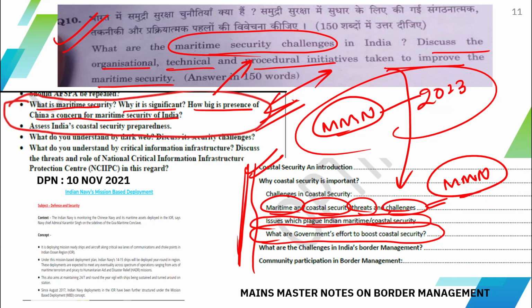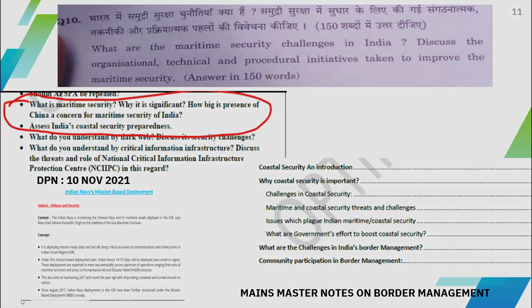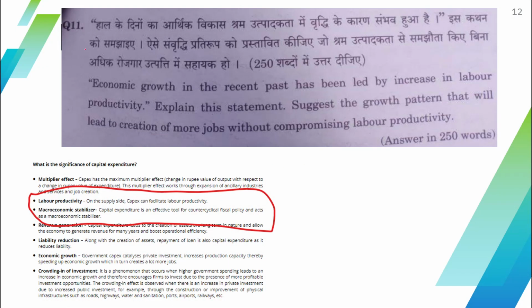You can see for yourself. These notes I have uploaded at least two to three months back. Okay, let's see here. Question number 11.